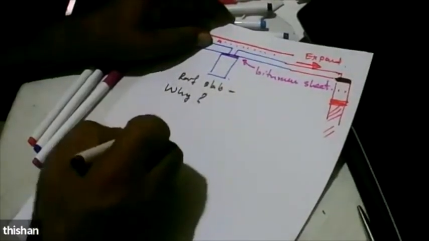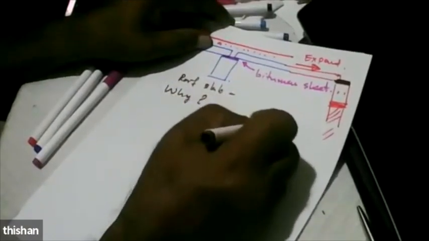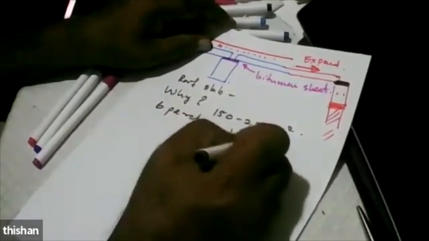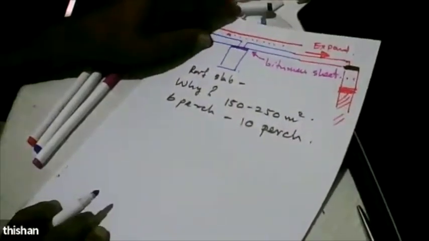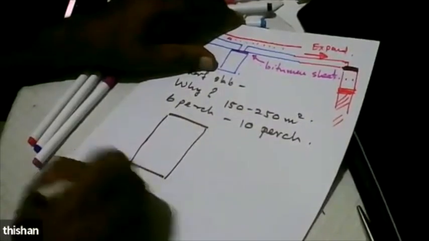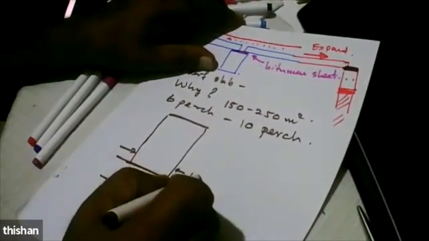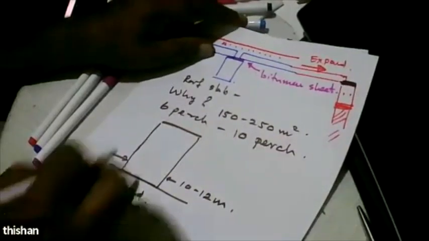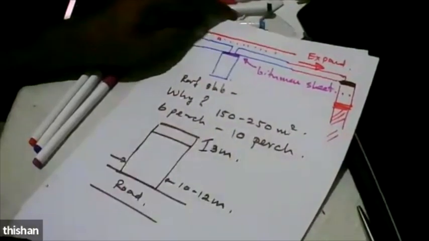We like roof slab because we build on 150 to 250 square meter lands, or 6 perch to 10 perches. We build on these. So once you do that, they are generally subdivided like this. So this is the road. This is narrow, about 10 to 12 meters. And we'll have a rear space. It's a must. We have to keep 3 meters at the rear.